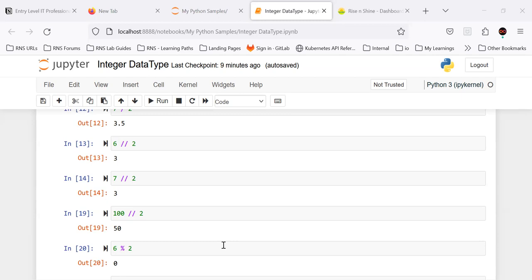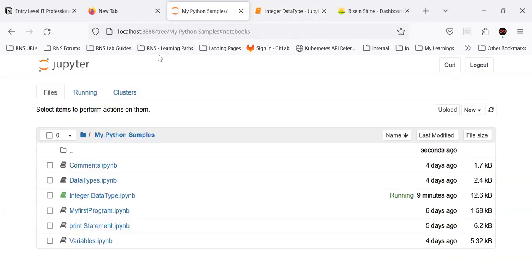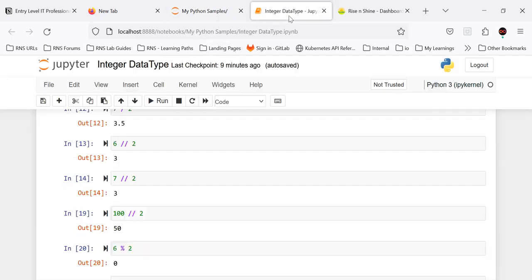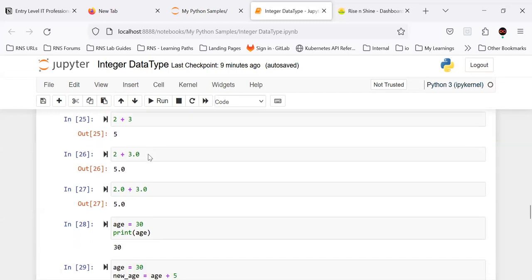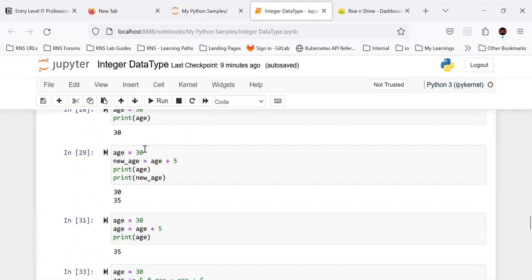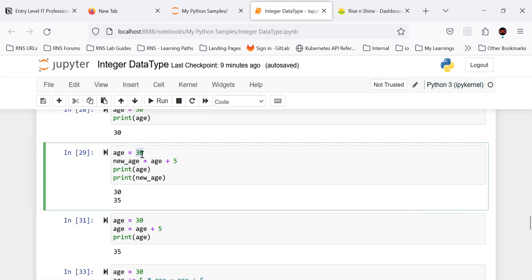Okay, fine. So let me continue to this next activity. If you go to this integer data type in the assignment section, you can observe that for the age variable we are assigning a value. So we have declared the variable and we have assigned some value to this variable.